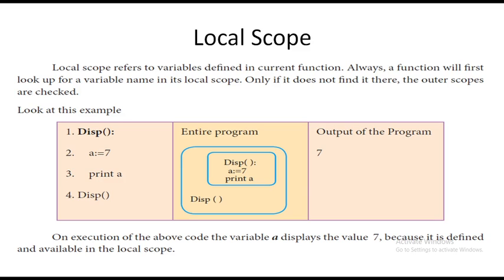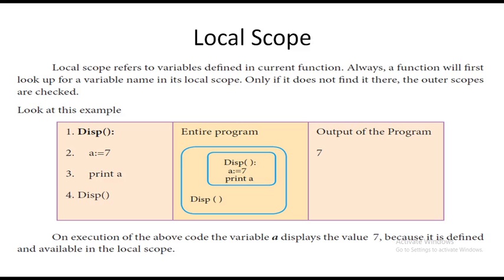What is local scope? Local scope refers to the variables defined in the current function. When you execute a function, the function always looks up a variable name inside itself first. Only then will it search for other variables outside of the function. If there is no variable inside the local function, only after that will it search and check other scopes from outside the function. This is what is called local scope. See the example.